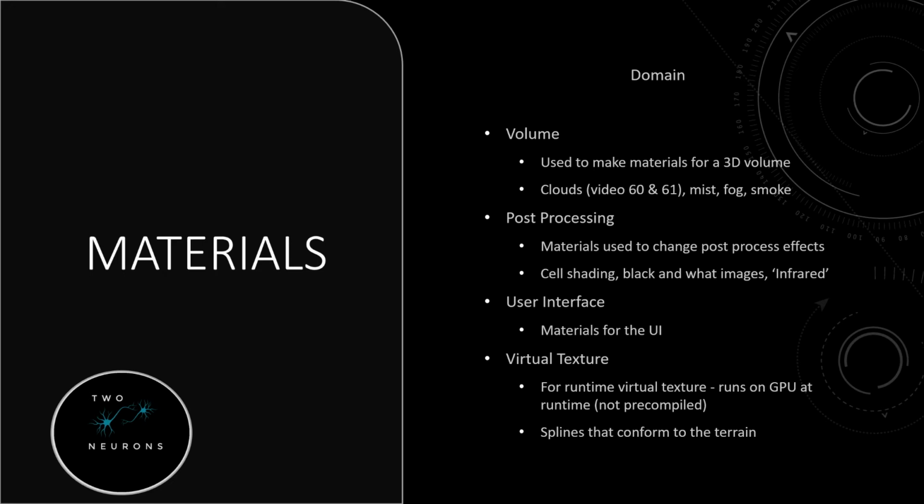And then finally, we have virtual textures, which are used for runtime virtual textures. So it runs on the GPU at runtime and not pre-compiled. An example from Epic for this would be splines that conform to the terrain, which is where you might want to use this. And then we have our blend.